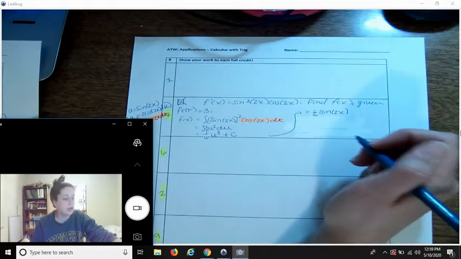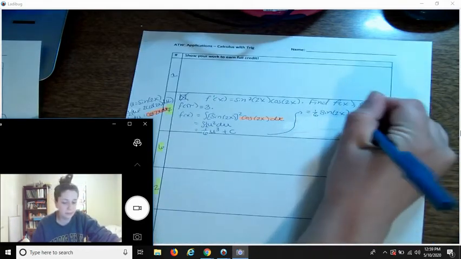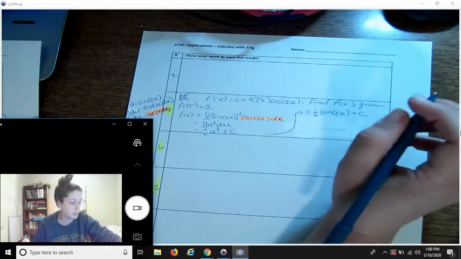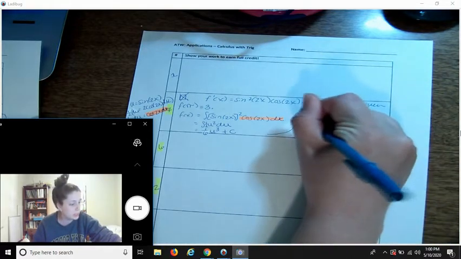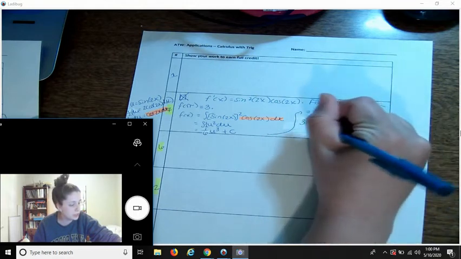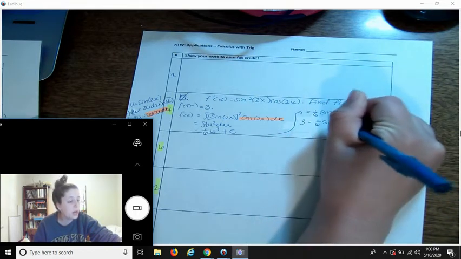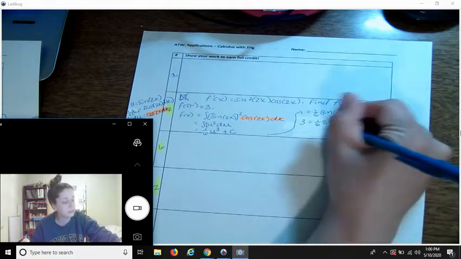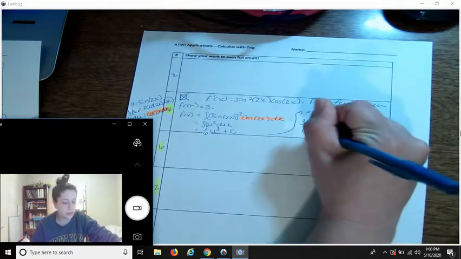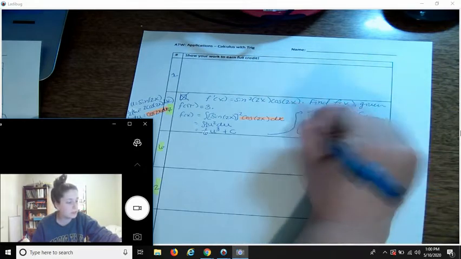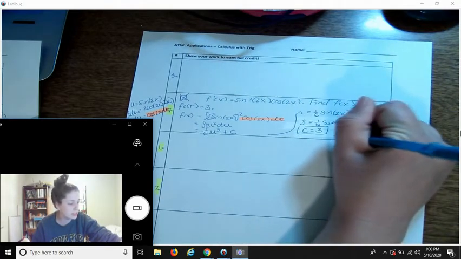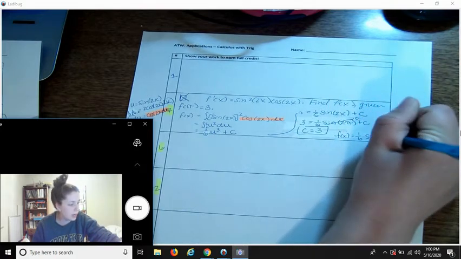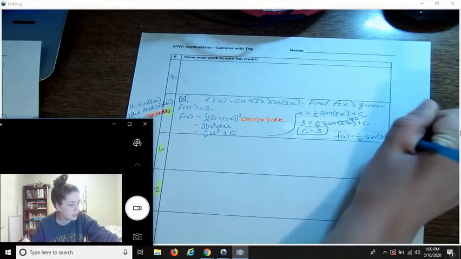And plus c. Okay, and then we're also given the information that f of pi is 3. So we know that 3 is equal to 1/6 sine of 2 pi plus c. The sine of 2 pi is 0, so c should just be equal to 3. So this means my final f of x is 1/6 sine of 2 pi plus 3.